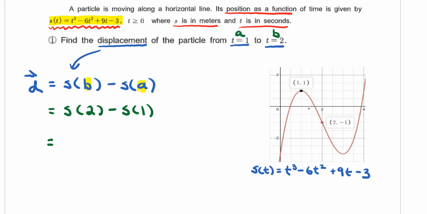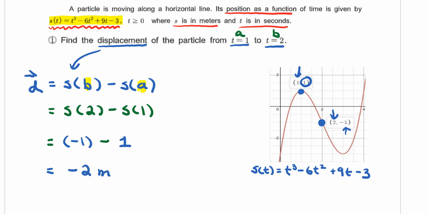So here's my first one. At this particular point, if time is 2 seconds, the position is at negative 1. So this will be negative 1, and then minus. When we're at a time of 1 second, which is right here, the position is 1. So it would be a positive 1 there, and negative 1 minus 1 is going to be negative 2 meters.